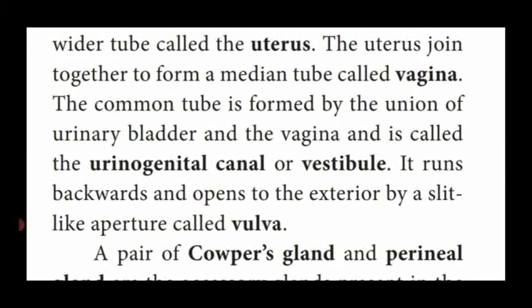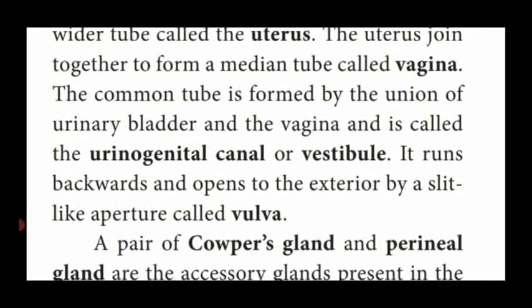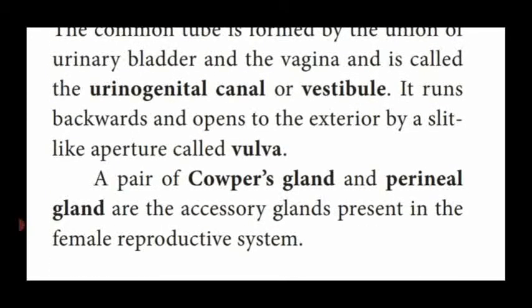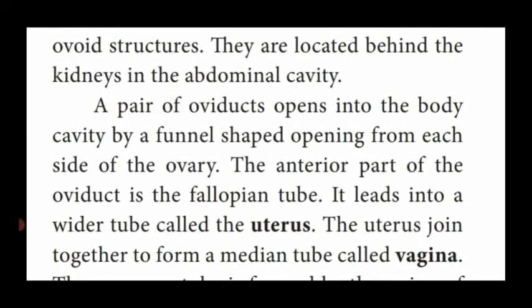A common tube is formed by the union of the urinary bladder and the vagina, called the urinogenital canal or vestibule. It runs backward and opens to the exterior by a slit-like aperture called the vulva. The female reproductive system also has certain glands, that is Cowper's gland and perineal gland, which are responsible for reproduction. That is the female reproductive system in rabbit.